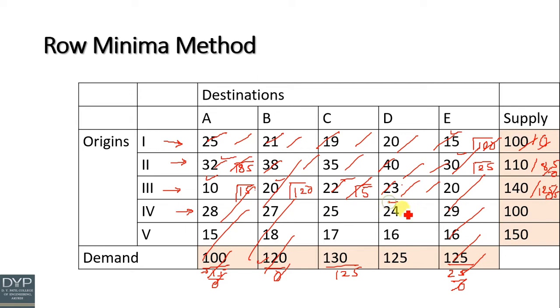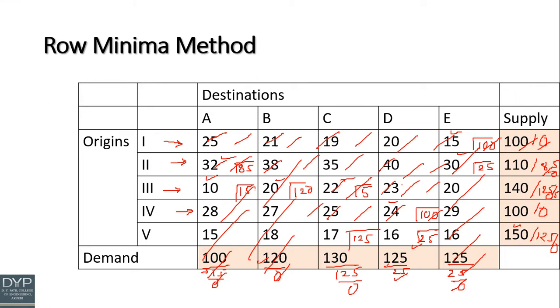The minimum cost cell is 24 and I can assign 100 units because it is the minimum of 125 and 100. So now the row is fulfilled. Come back to the last row. 16 is the minimum. I can assign 25 units, which is the minimum of 25 and 150. So 125 are remaining from the row, which I will be assigning over here. So all the demand and the supply have been fulfilled.